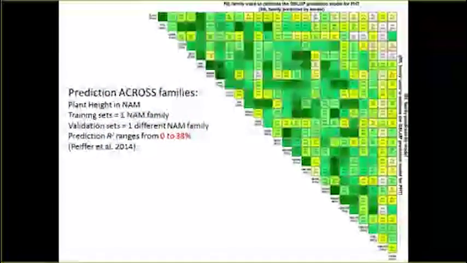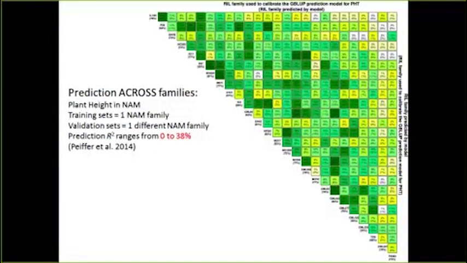Here's an example from the NAM where you take each biparental family separately, you measure plant height. Heritability is like, I don't know, it's like 90%. It's really high. But you build a prediction model on one family, and you try to predict on another family. And what you see in this graph is that in general, you get down to these white squares here, there's basically no prediction ability that goes across families in these cases. There's a few cases where you can get up into the 30%. Like in this case, it's a sweet corn family being compared to another sweet corn family. But in general, it does not work very well.